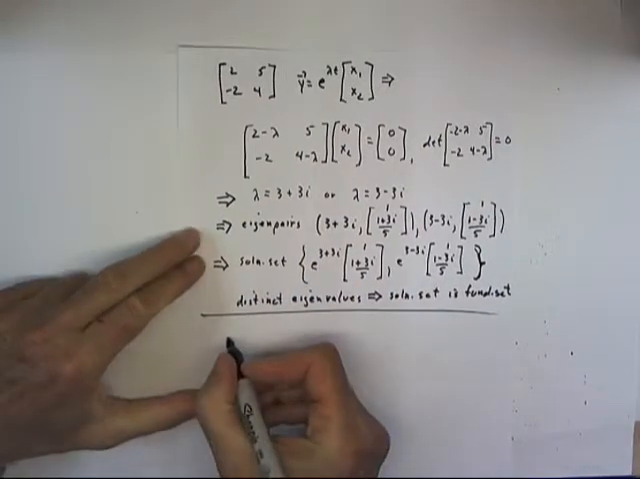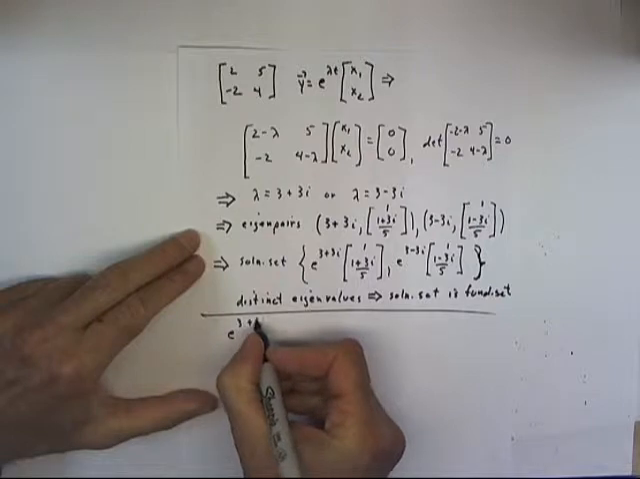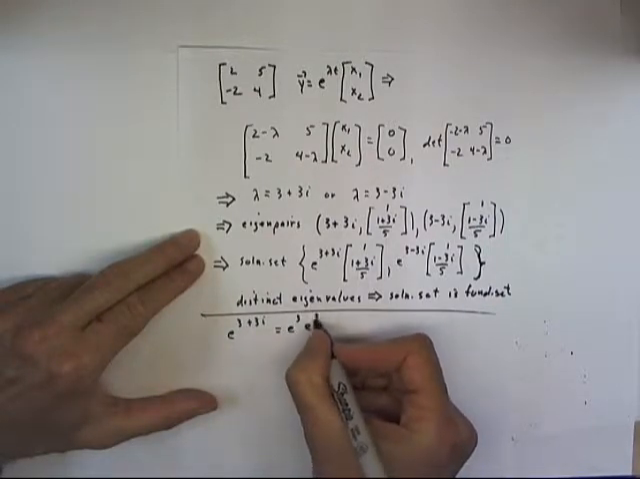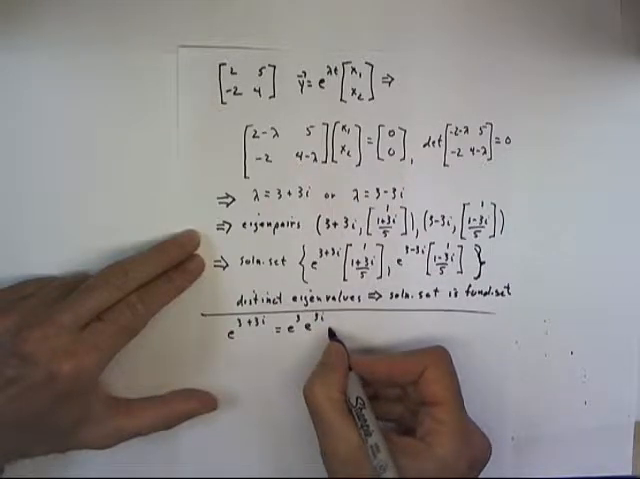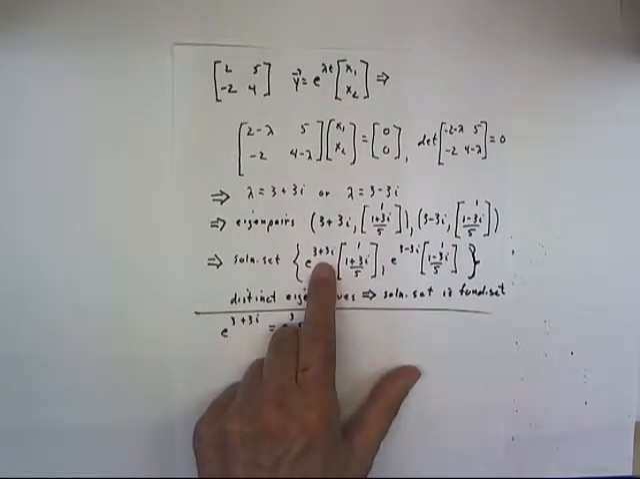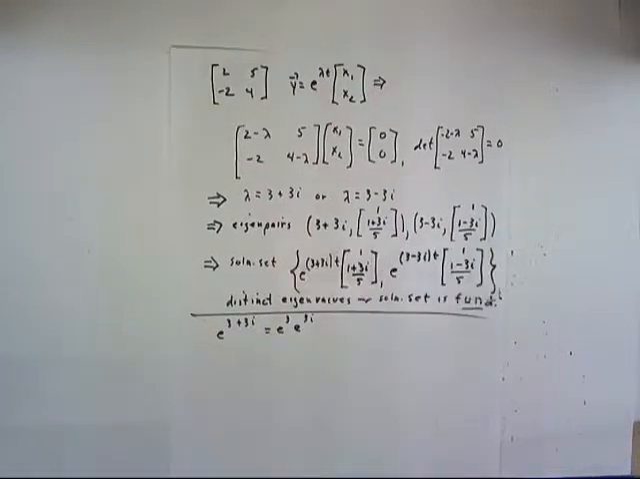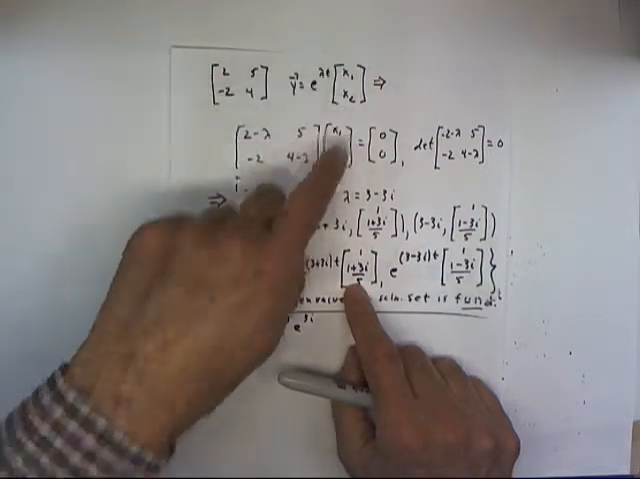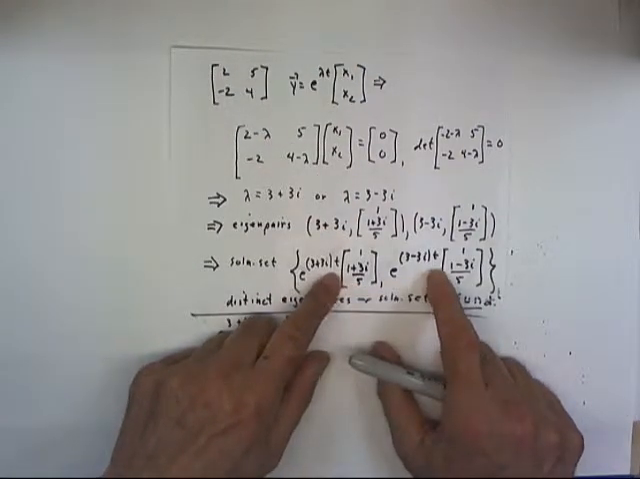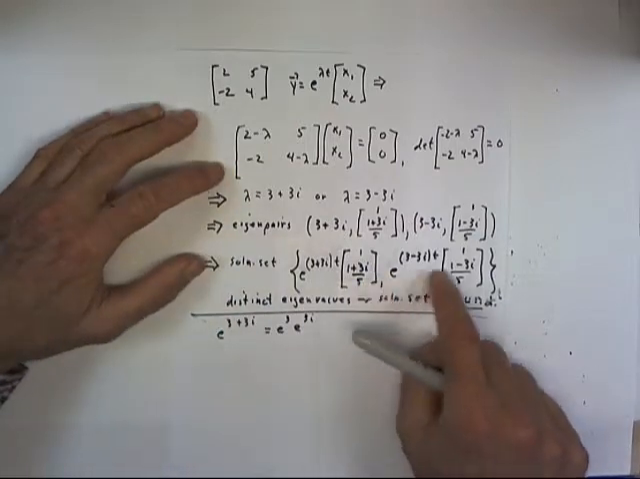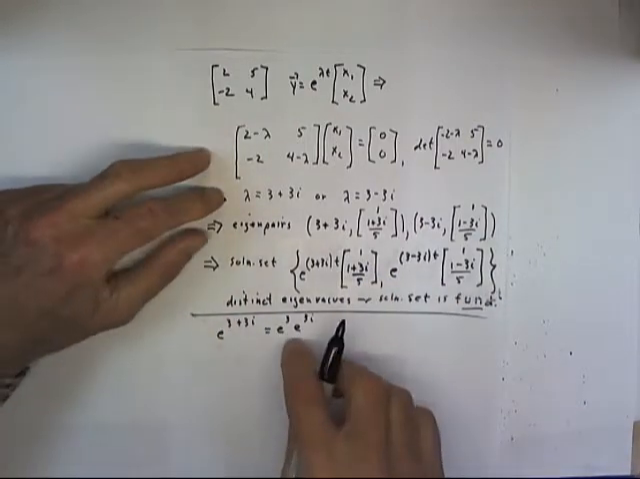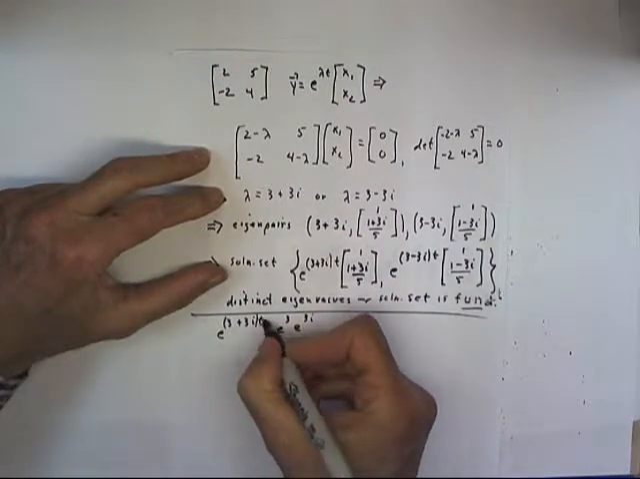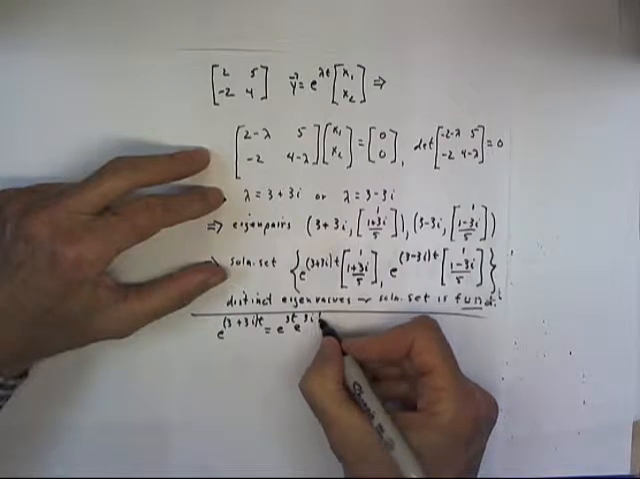So e to the 3 plus 3i equals e to the third times e to the 3i. And I've left something off of both of these. The assumed solution was, of course, e to the lambda t times the (x1, x2), and I simply didn't write down the t's in these exponents, so I had to go back and repair that. I didn't discover that till I got down here and realized something was missing. So we've got to put the t's in here.